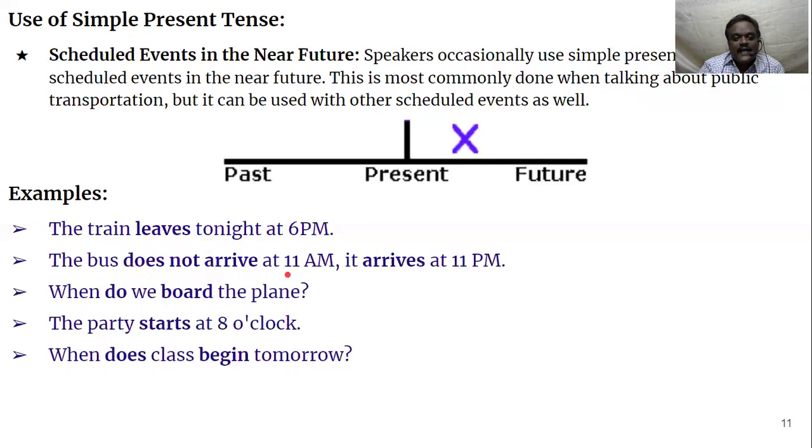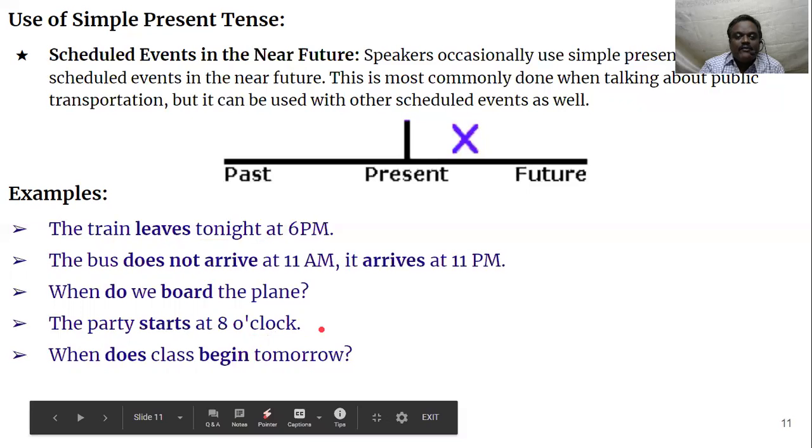The bus doesn't arrive at 11 a.m. It arrives at 11 p.m. See, again, we are talking about the schedule of the bus. When do we board the plane? See, again, it's a schedule. The party starts at 8 o'clock. It is scheduled to start at 8 o'clock.